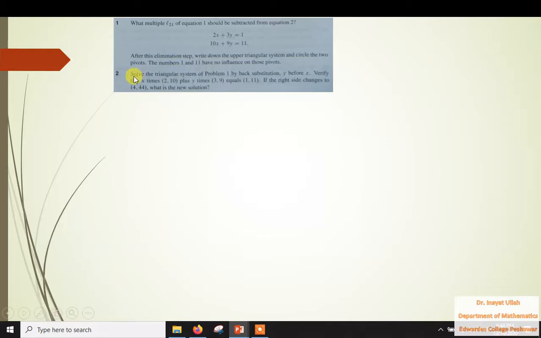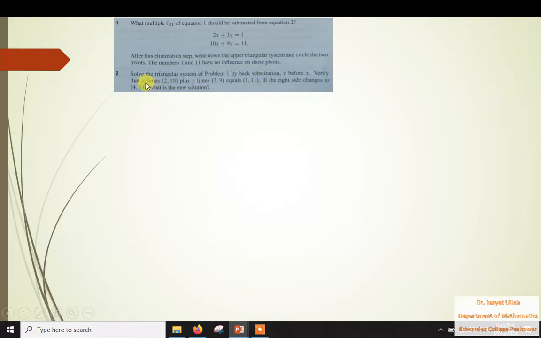Question number 2, solve the triangular system of problem 1. You need to solve the system. How could you solve the system? By back substitution. It means that you need to find the value of y first and then put back the value of y in equation number 1 to get the value of x. So that is question number 2.